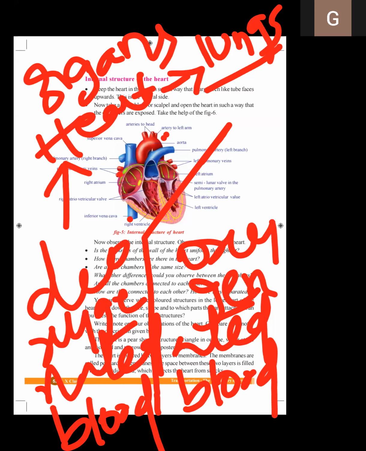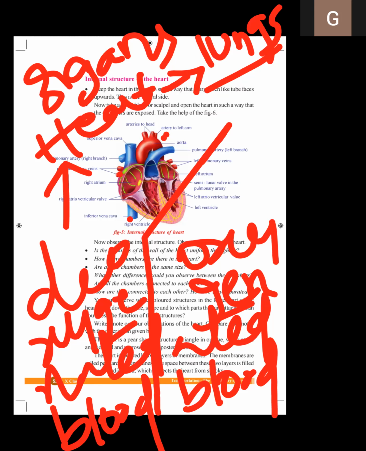From the lungs, the oxygenated blood will reach into the left atrium. Here we have pulmonary veins. The pulmonary veins will bring the oxygenated blood. The function of pulmonary veins is to carry the oxygenated blood from the lungs to the heart. Next, that oxygenated blood will enter into the left ventricle through the atrioventricular valve.